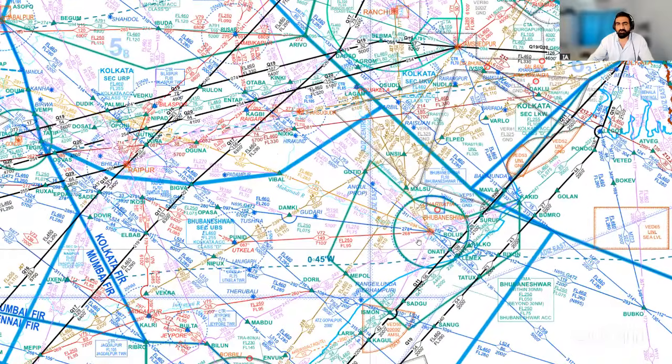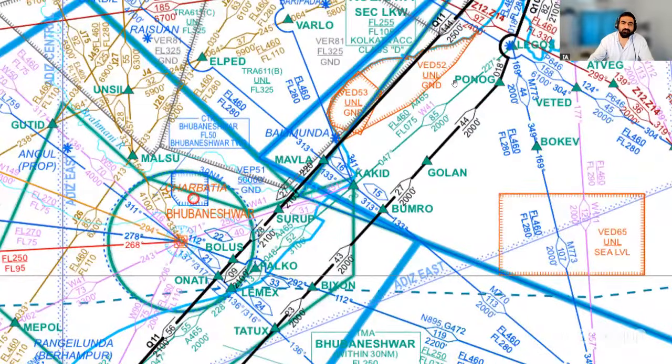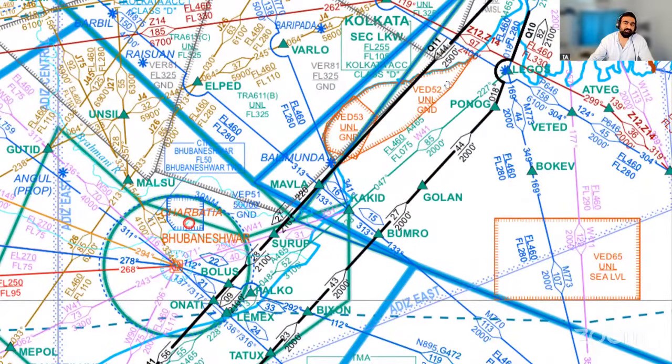So we are talking about these areas in red line with inverted vertical line, small, small. Now, these areas are very important. Sometimes we cannot fly over these areas. And if we fly over these areas, then we have certain restrictions or certain limitations.